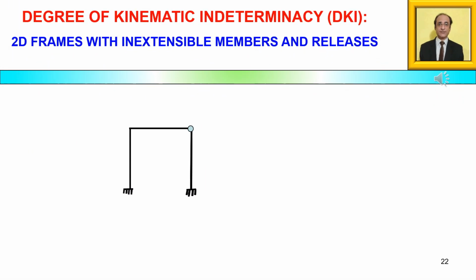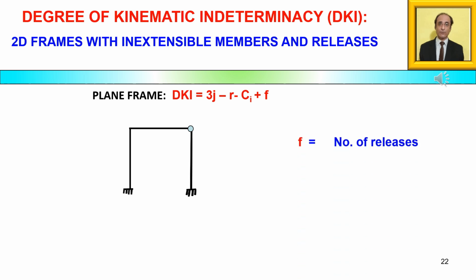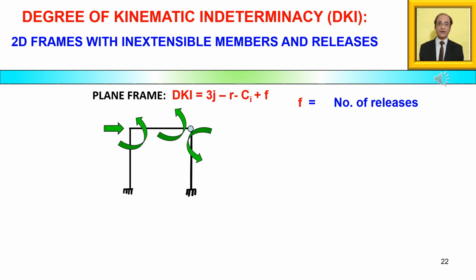Let us now bring here another complication, that is releases. Release means an internal hinge. So what happens because of the release? The degrees of freedom increase. So for a plane frame, the expression for DKI becomes 3j minus r minus Ci plus f, where f is the number of releases. Basically f is equal to the additional rotations produced on account of the hinges. At a particular joint, if there is a hinge, then f is equal to n minus 1, where n is the number of members meeting at the joint.